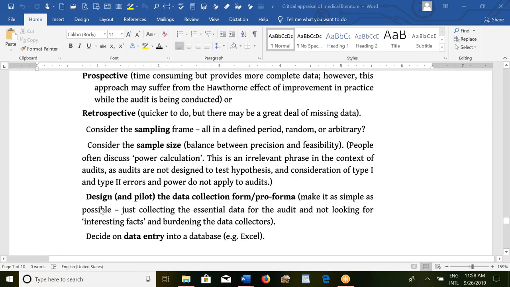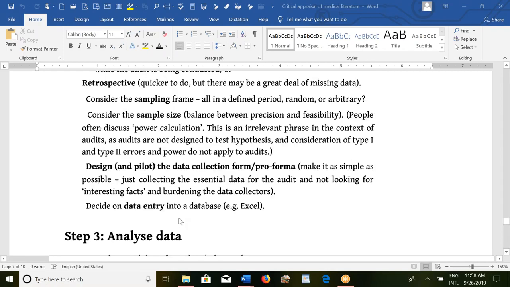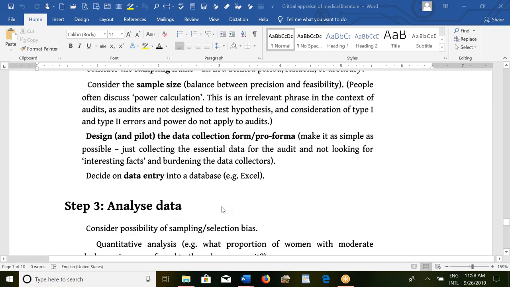Then you have to talk about the design and pilot the data collection from a proforma. It should be made as simple as possible, collecting just the essential data for the audit and not looking for interesting facts and burdening the data collector. You should know what your question is and how you are going to collect everything. Then enter that data into a database, for example on Excel or SPSS.